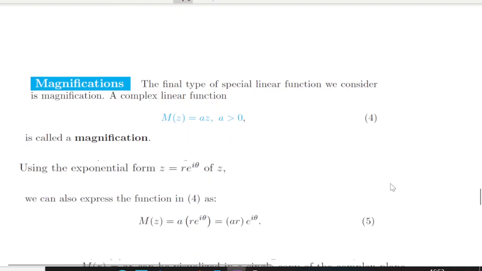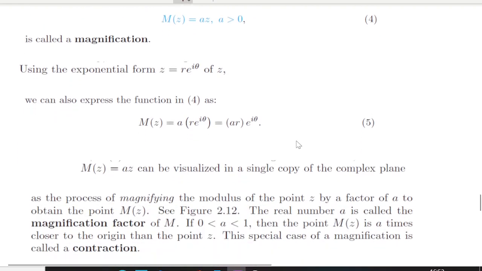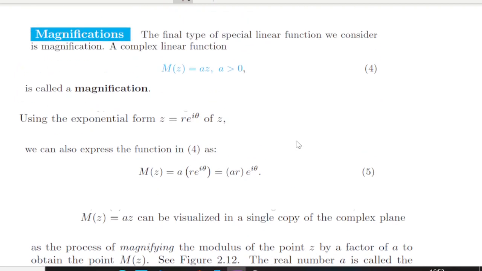Now we are moving to the next one, that is the magnification. The final type of special linear function we consider is m of z equal to az, where a greater than 0, which is called magnification. Using the exponential form, we can have z equal to r e raised to i theta of z. We can also express the function as m of z equal to a into z, meaning a r e raised to i theta. So the modulus only will vary as a r, with no change in the argument, right?